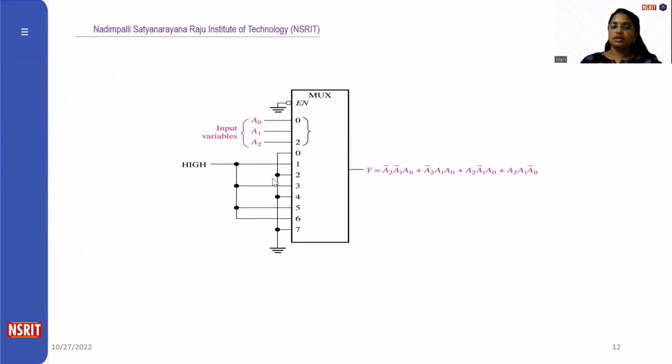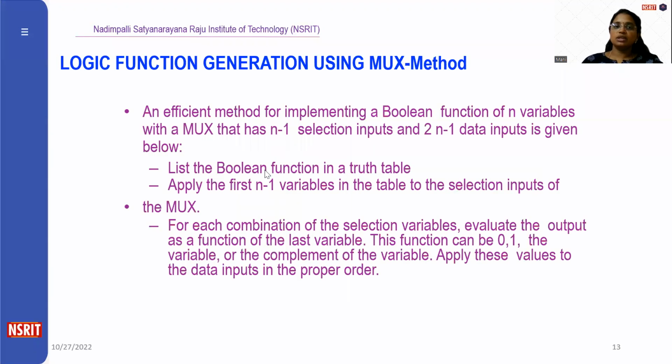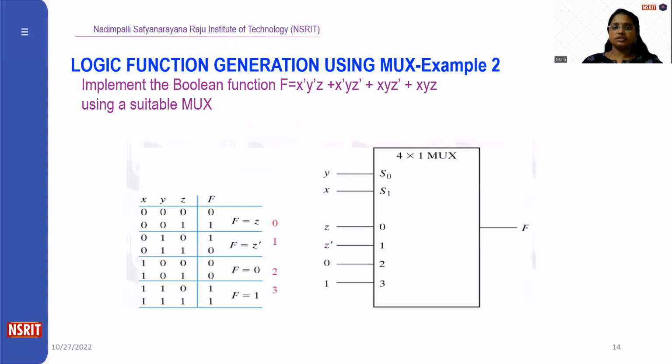So the remaining are zeros. The output function is A2 bar, A1 bar, A0, plus A2 bar, A1, A0 bar, and so on, for the minterms 1, 3, 5, 6. So like this, we can realize a Boolean function by using a multiplexer.